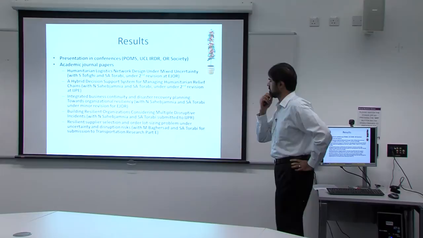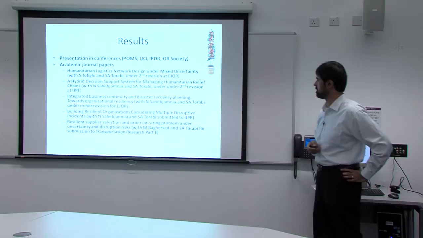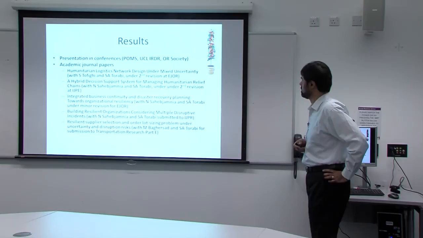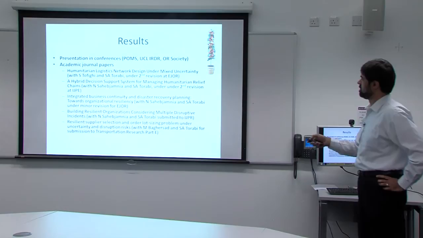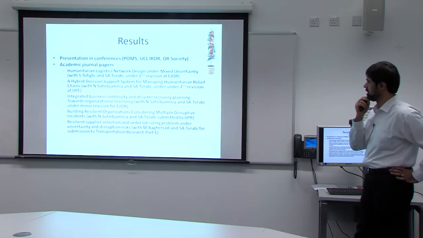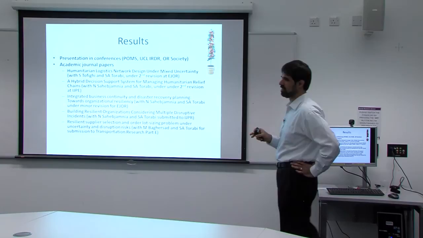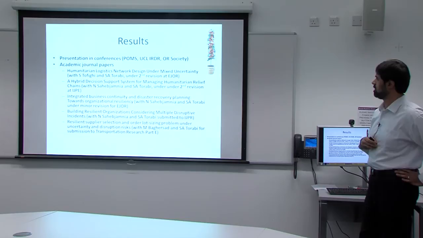And in terms of academic journals, so far we have submitted 4 papers and about to submit the 5th one. The first 2 I mentioned: one under second revision at EJOR about the network relief design in Tehran, and the decision support system for managing humanitarian relief is under second revision at IJPE. In the commercial side, we submitted this paper to EJOR and we received very interesting results. I never had this response from EJOR before. It's a very tough journal. And in the first submission, they just wanted minor revision, which is very odd for this journal. And we are now working on the minor revision.